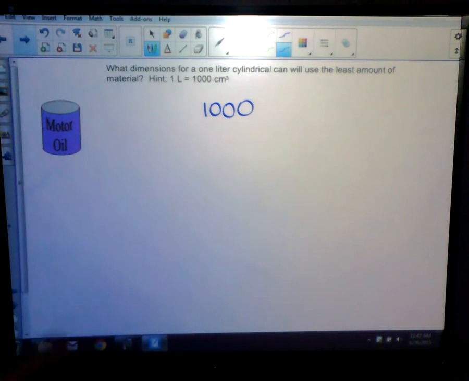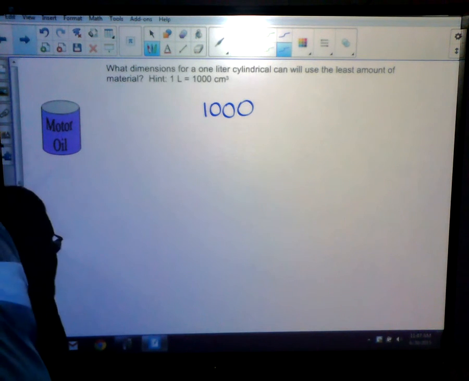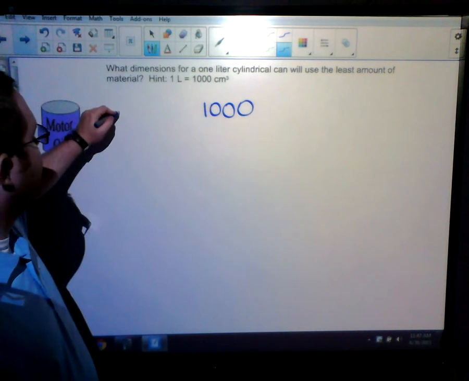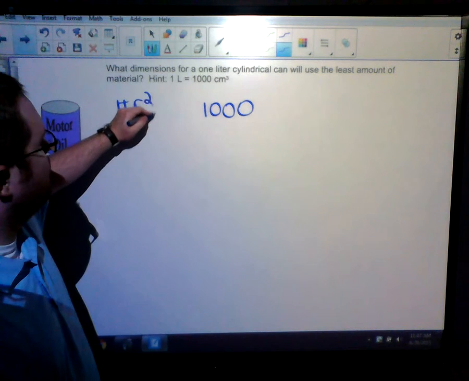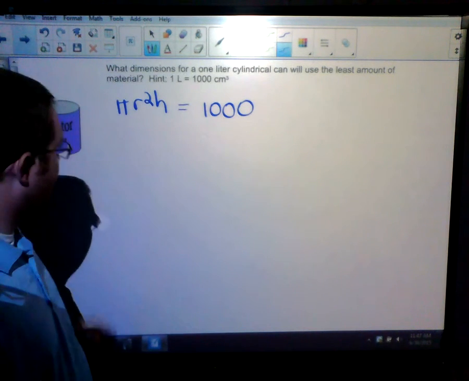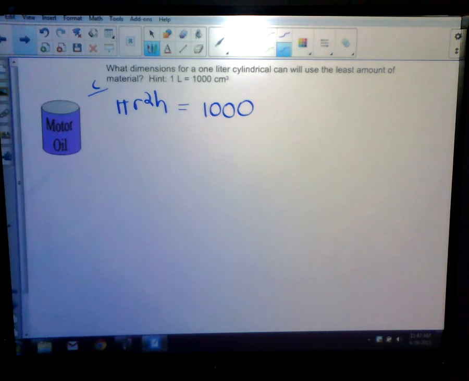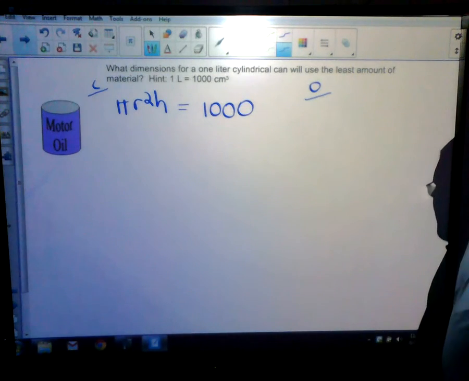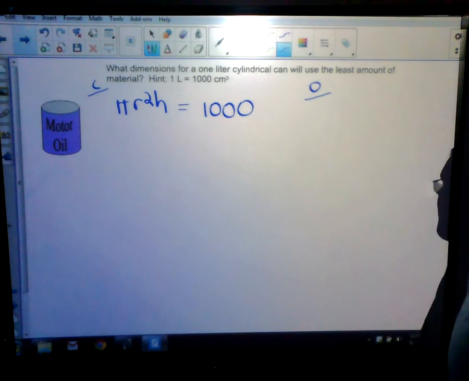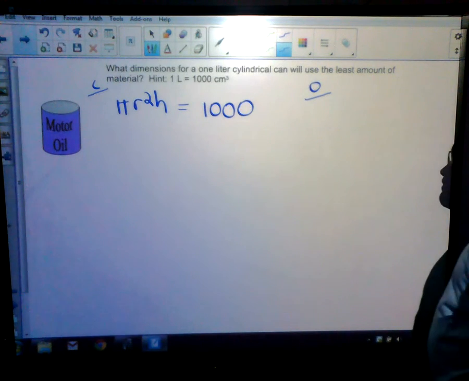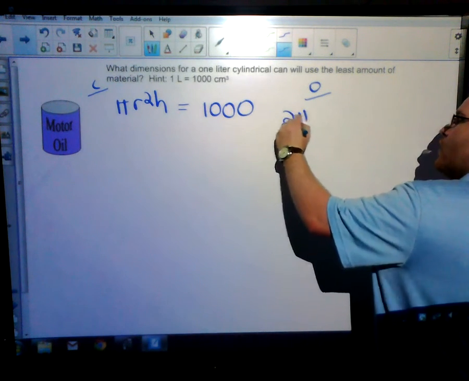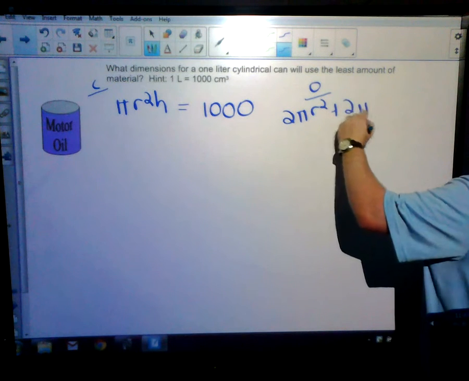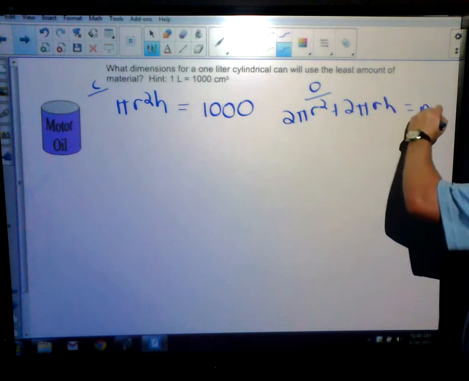What's the formula for volume of a can? Well, if you don't know it, you'll look it up. It's pi r squared h. And that's your constraint equation, because you only have 1 liter, which is 1,000 centimeters. What are you trying to optimize? You're trying to optimize the surface area. Well, if you don't know the surface area of a can or of a cylinder, go look it up. It's 2 pi r squared plus 2 pi r h. And that's what I'm trying to minimize.